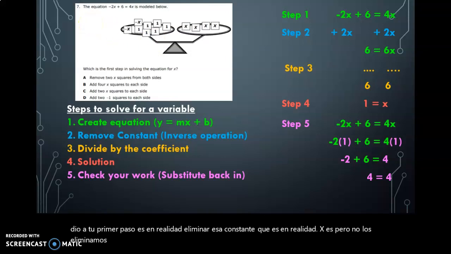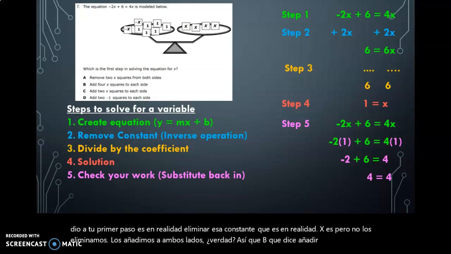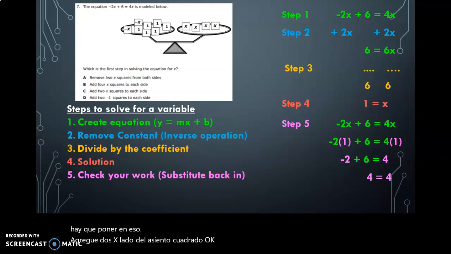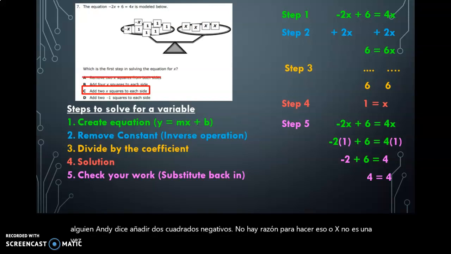So B, which says add 4x squares. Nope, we didn't do that. C, add 2x squares to each side. Okay, yeah, that's exactly what we did. So maybe it's that one. And D says add 2 negative 1 squares. There's no reason to do that. They're x's, not 1's. So that means that our answer is obviously C.